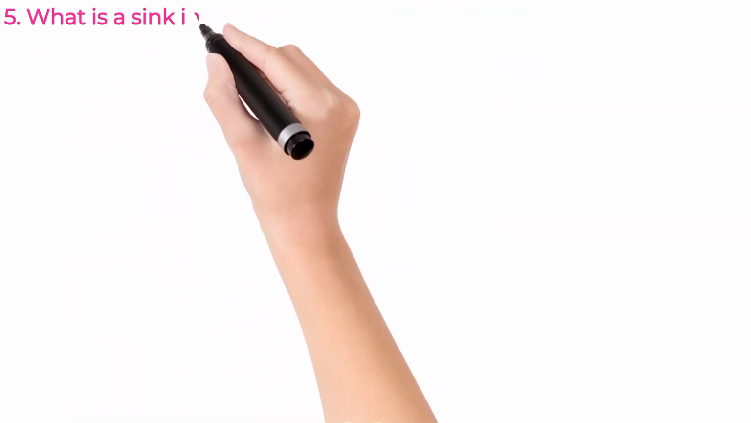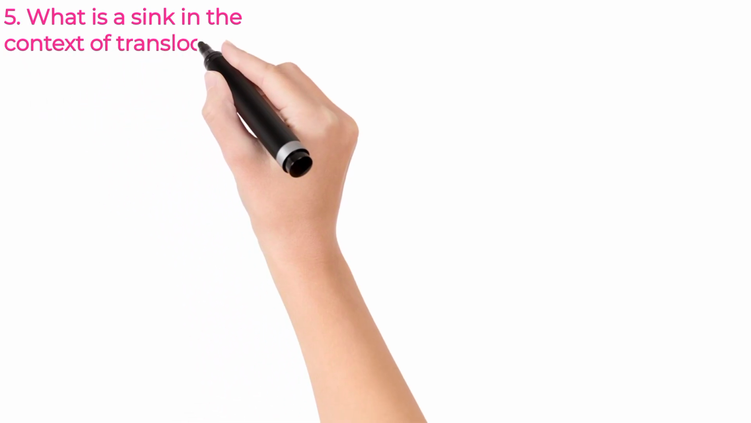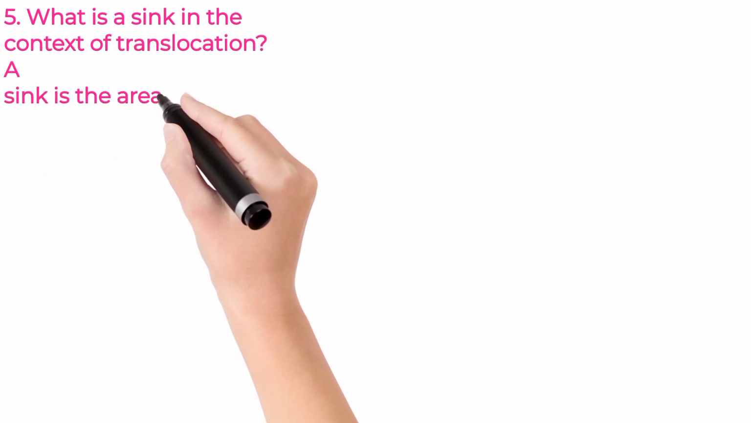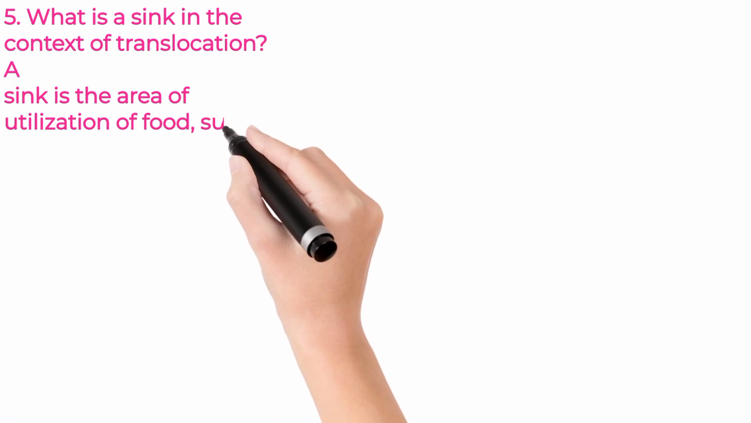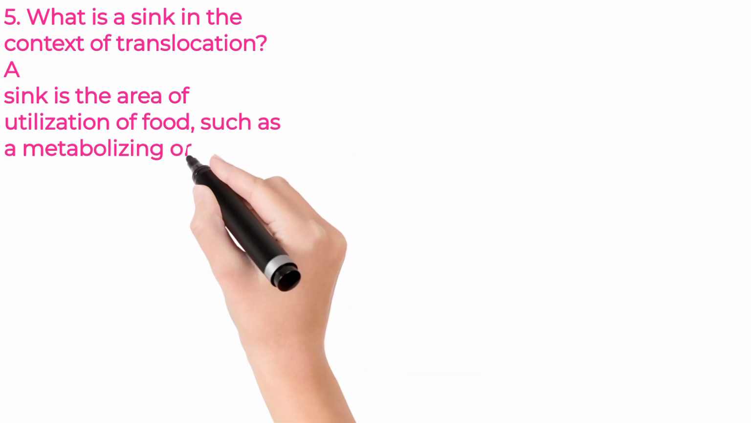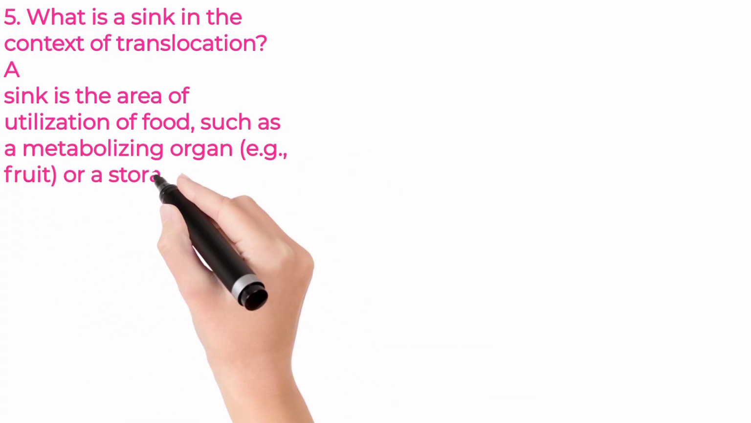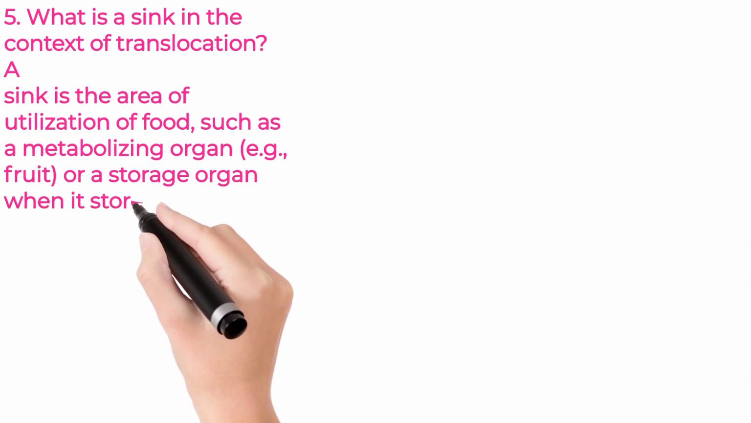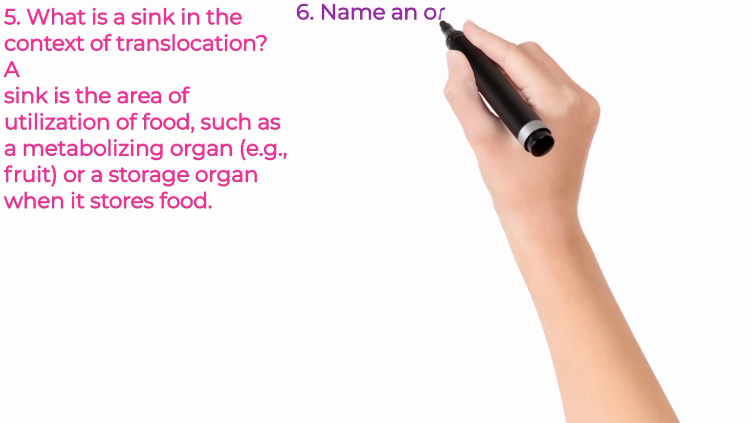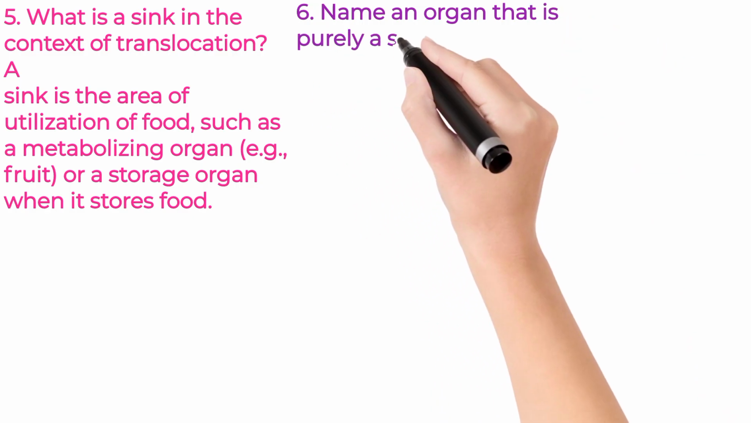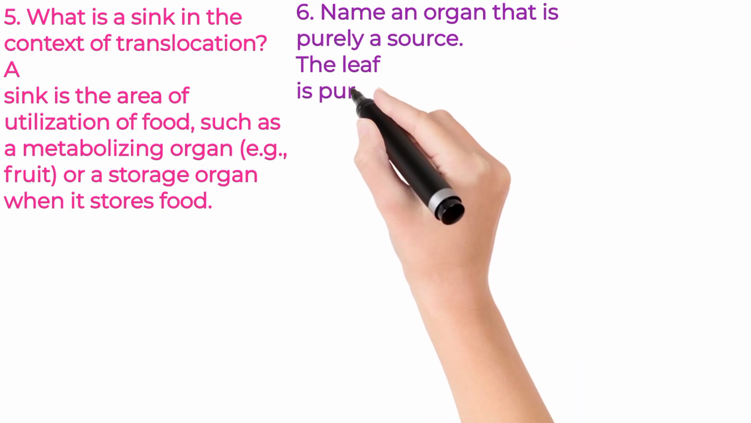5. What is a sink in the context of translocation? A sink is the area of utilization of food, such as a metabolizing organ, e.g., fruit, or a storage organ when it stores food. 6. Name an organ that is purely a source. The leaf is purely a source.